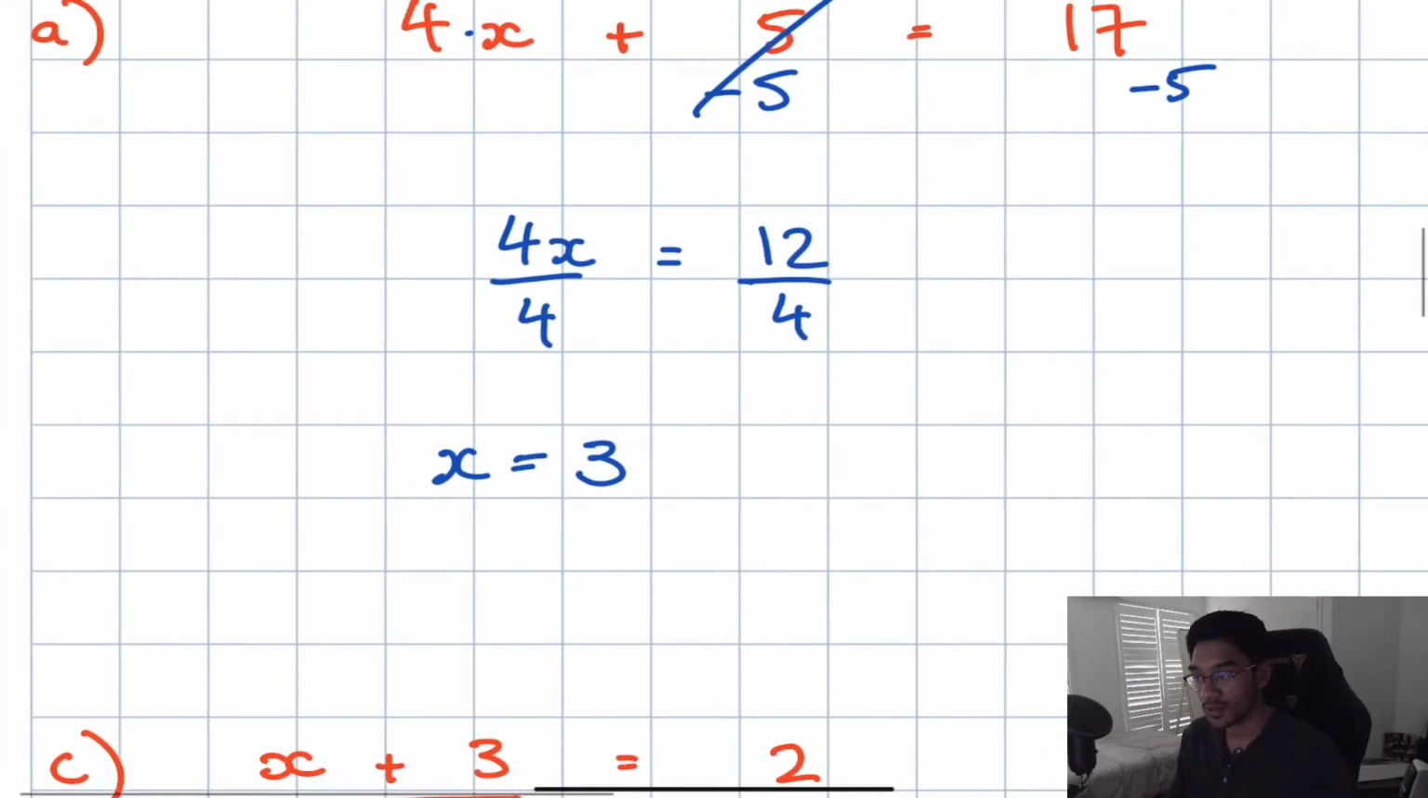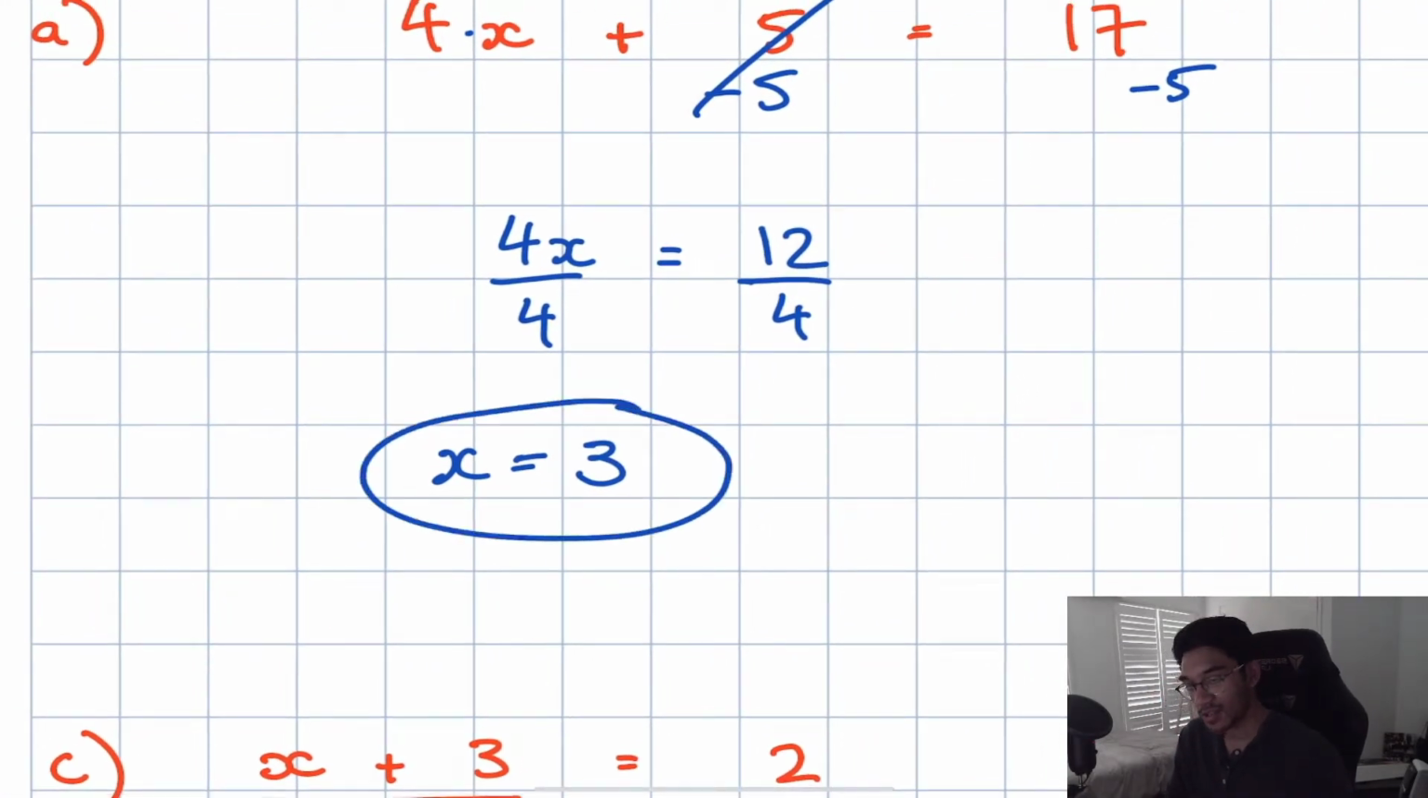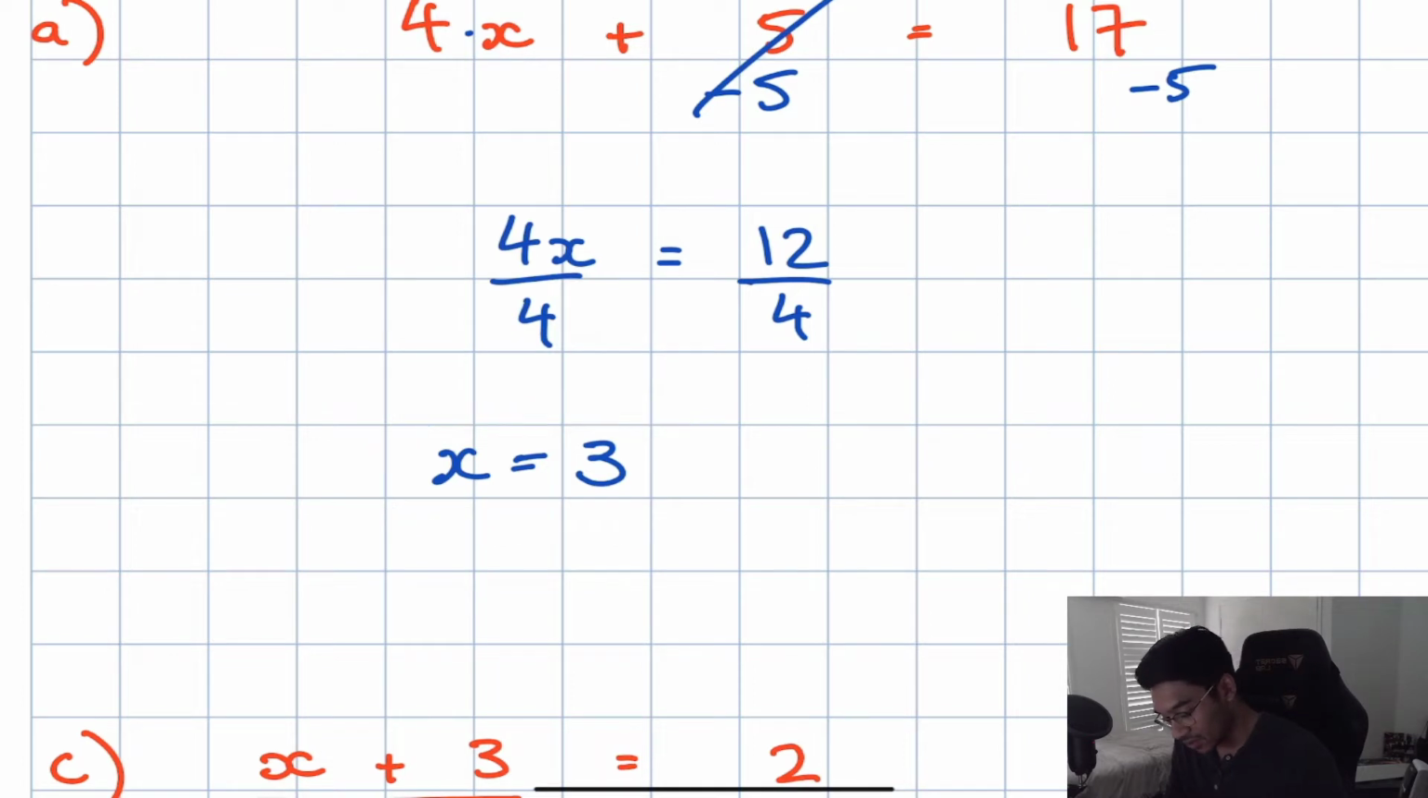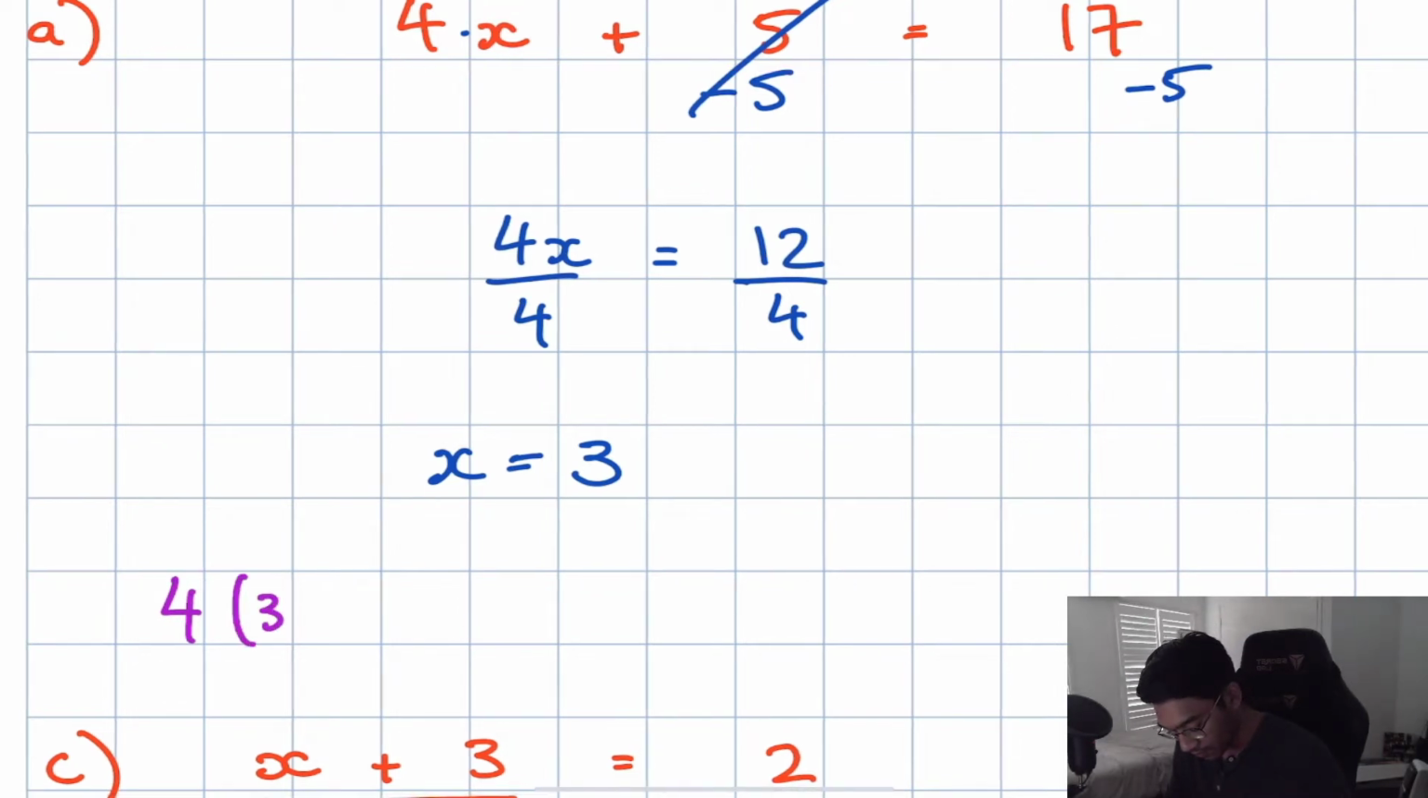And now what we've got to do is use this answer here and substitute it back. So this is what it looks like. Now I'm going to use purple. So we have 4, I'm just rewriting this one here. We have 4. Now we know that x is equal to 3, so I'm going to put 3 in. Plus 5 is equal to 17.